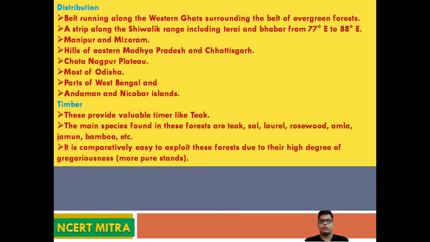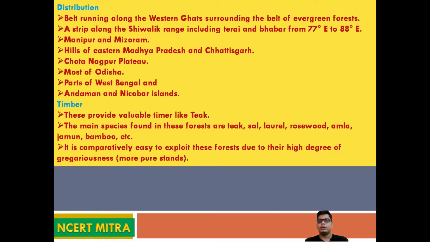What are the distributed areas? It runs along the Western Ghats, in the belts surrounding the evergreen forest, and it can be seen in Manipur and Mizoram, the hills of eastern Madhya Pradesh and Chhattisgarh, the Chotanagpur Plateau, most of Odisha, and parts of West Bengal and Andaman and Nicobar. So this we have to understand.